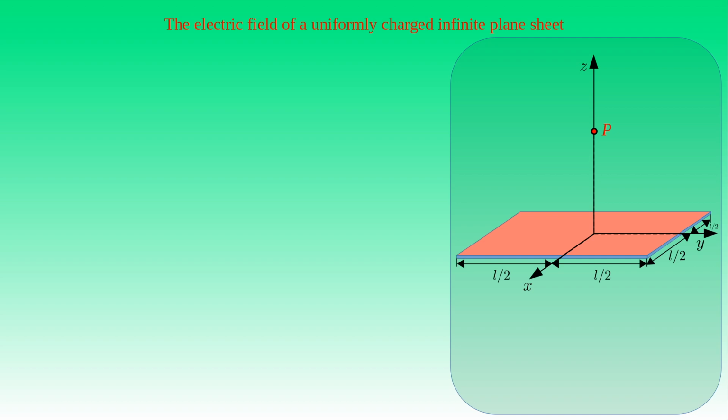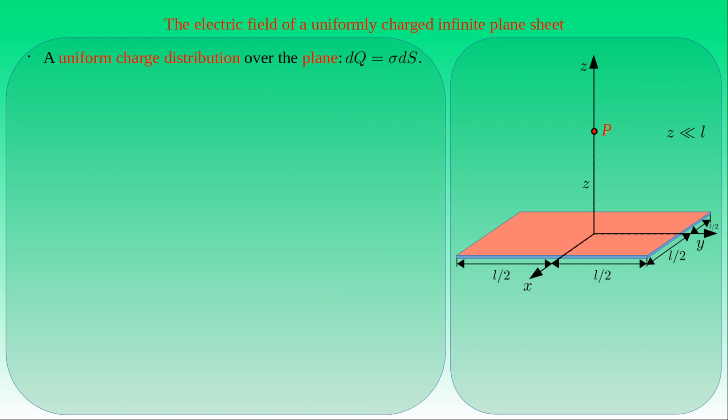We assume that the distance z of the point P from the plate is much smaller than the length L of the sides of the plate. For a uniform charge distribution over the plate, the charge element dq over any area element ds is equal to the constant surface charge density sigma times the area ds.